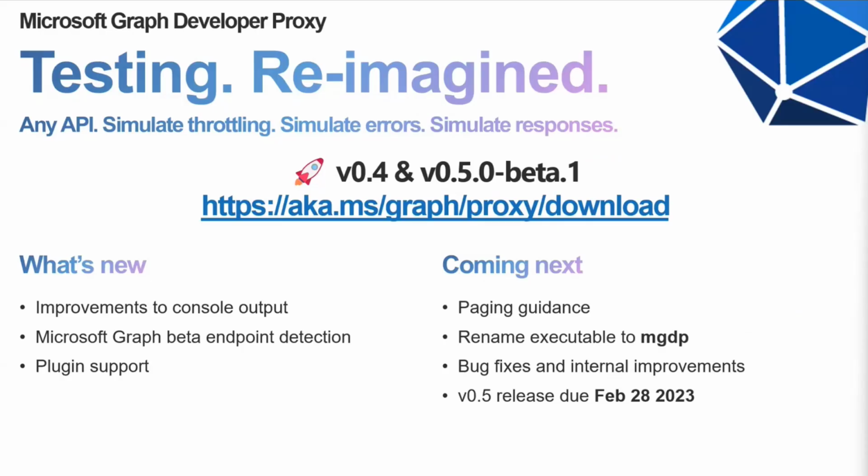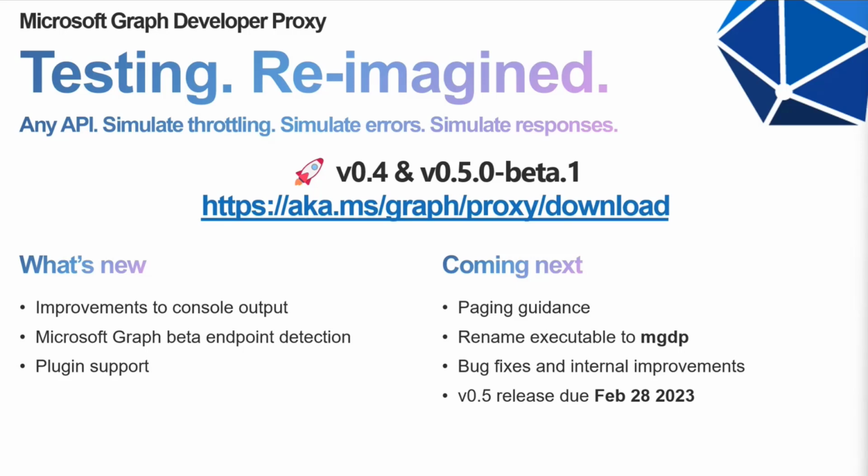Okay, so we have a new release, 2 new releases actually of the Microsoft Graph Developer Proxy. This is a command line tool to help you test your applications that use any API. So any API, SharePoint APIs and Graph APIs as well, use the tool to simulate throttling scenarios, simulate errors and responses without actually touching any of the APIs. The proxy does the hard work for you.